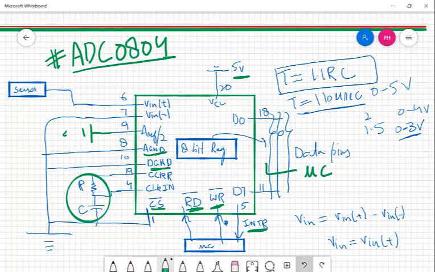And then pin number 7 will be usually grounded, and pin number 6 will be connected to the output of the sensor. So that is it.